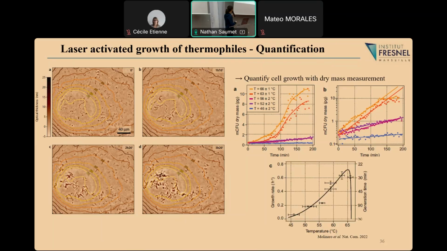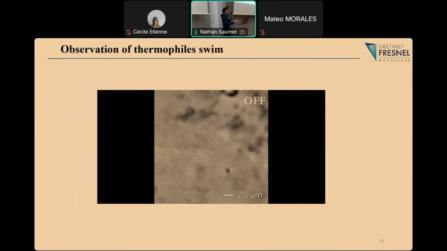If we plot the growth rate as a function of temperature, we find this kind of curve, which is a curve that was already found by biologists when they used autoclaves.